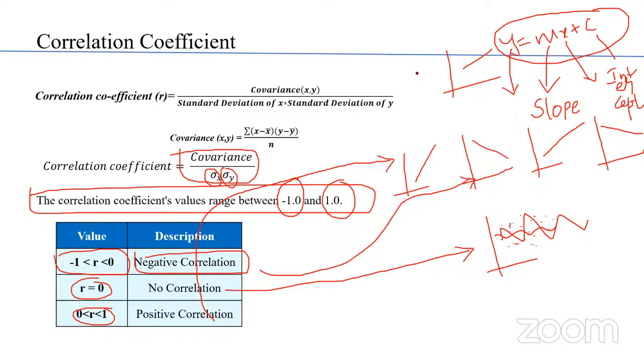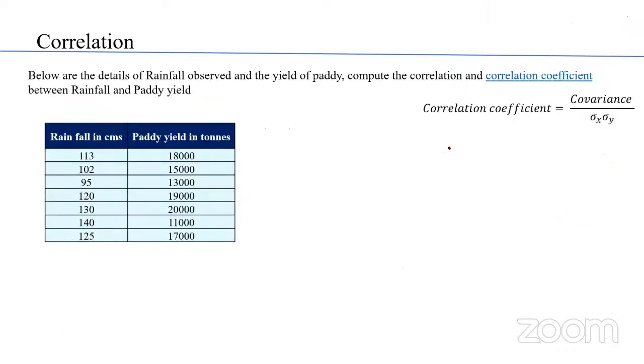Like, what is the slope of that equation? Right. So fine. So now we'll see the correlation coefficient. Today the class is very interactive and people are answering and raising many questions. Very nice. So for correlation, see here below are the details of rainfall observed and yield of the paddy.